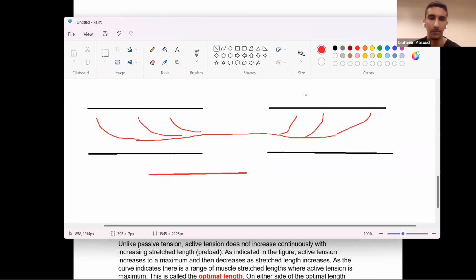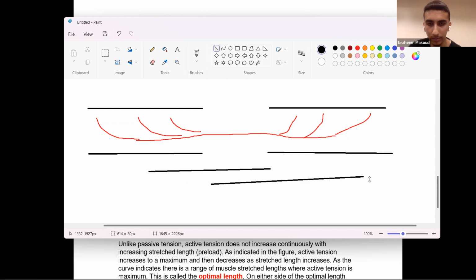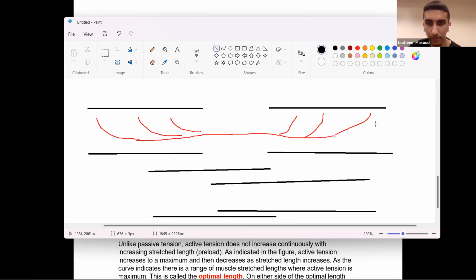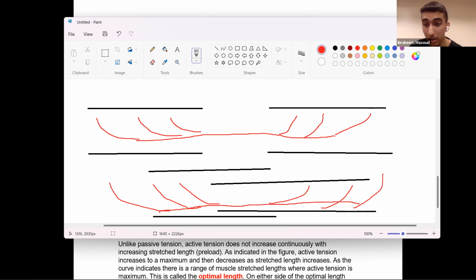We compress it. It will become something like this. Go here, and 1, 2, and 3, 1, 2, and 3, and then this is the myosin. The red is the myosin, the black is actin. Notice something very well here: 1, 2, 3 contractions.